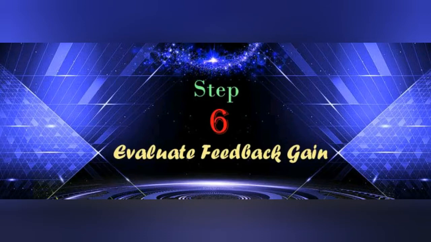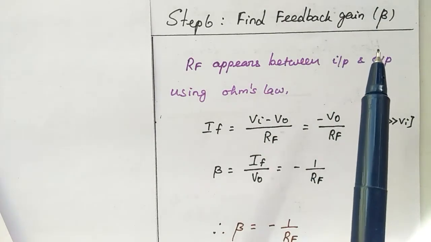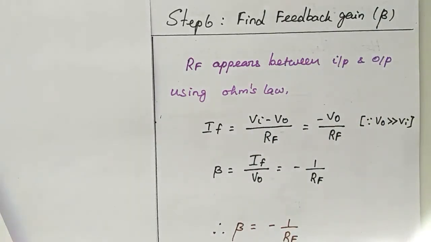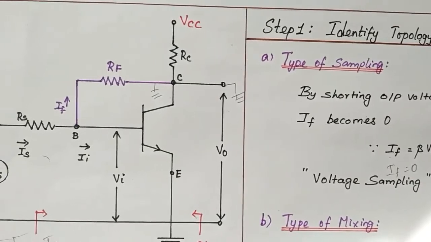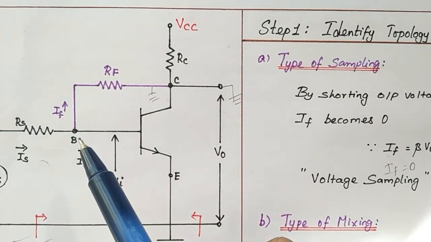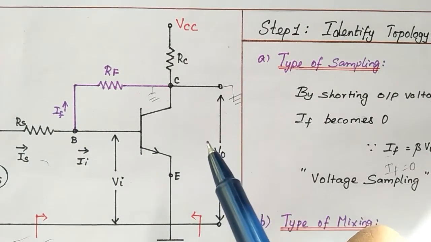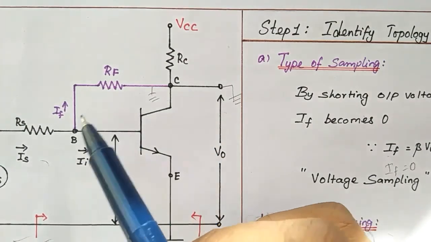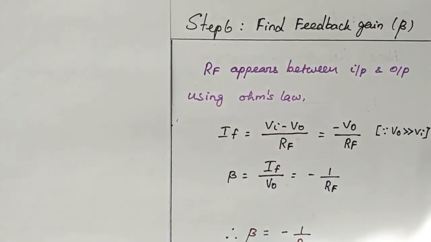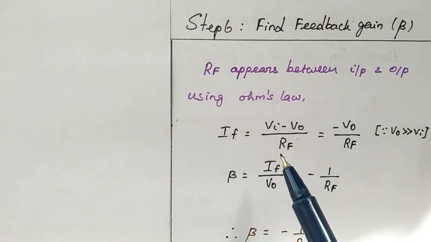Step 6, finding the gain of the feedback network. In this step we are going to find the feedback gain, that is beta. So for finding the beta we have to concern about the feedback component. The feedback component is nothing but RF here. The potential available in the base is VI. Potential available in the collector region is V0. So we have to form the Ohm's law. Using Ohm's law I can write IF, the feedback current, is equal to VI minus V0 by RF.